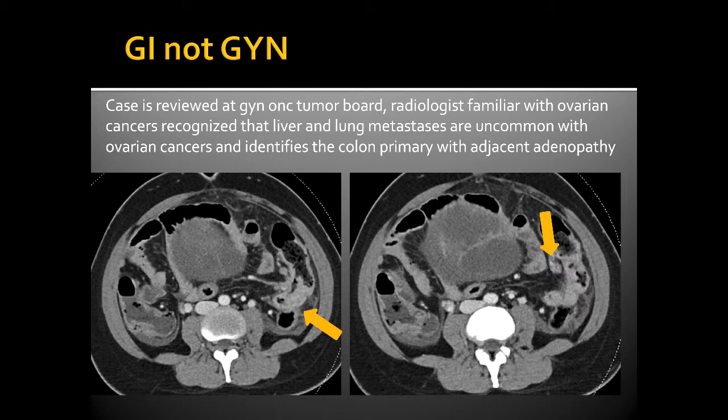The case is reviewed at Gyne Tumor Board, and a radiologist familiar with ovarian cancers recognizes that liver and lung metastases are uncommon with primary ovarian cancers, and as he's going through the exam, identifies a colon primary with adjacent adenopathy. This was a colon adenocarcinoma on pathology.